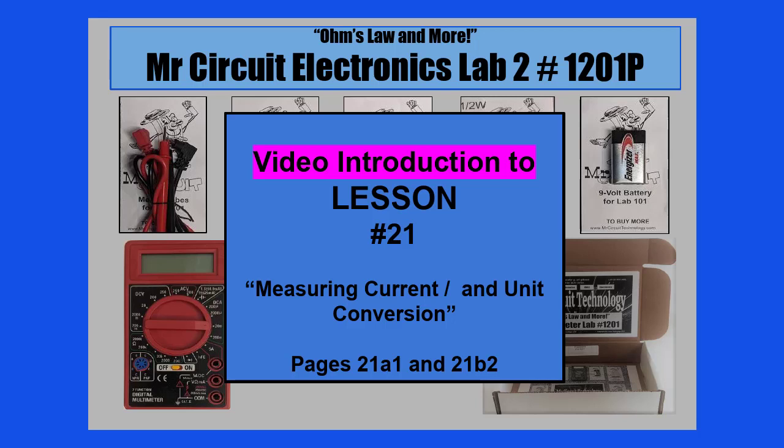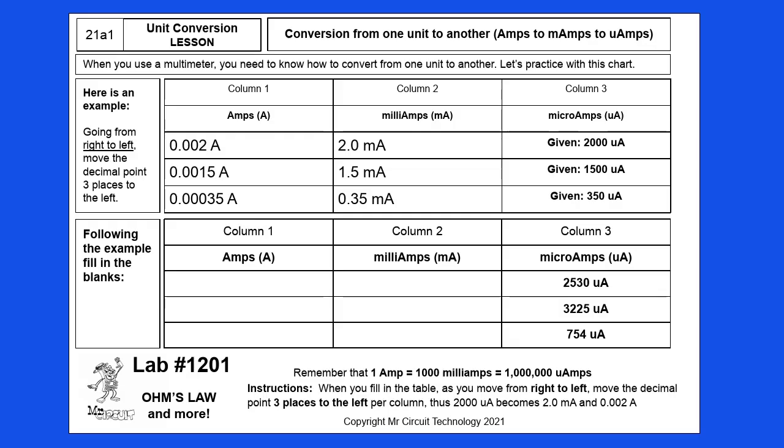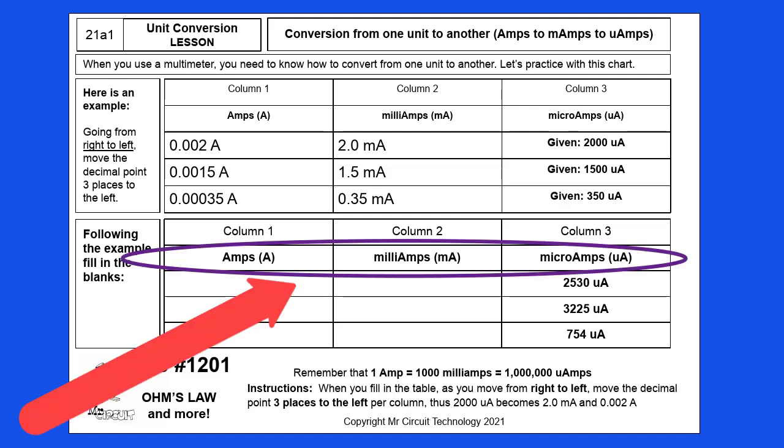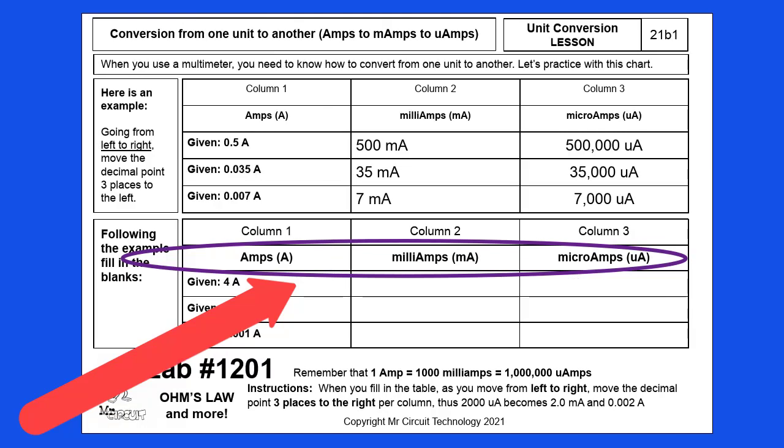This is the video introduction to Lesson 21, How to Measure Current with a Digital Multimeter, in the Mr. Circuit Basic Electronics Lab 2. Before I explain how to measure current, I would like to talk about unit conversion. That is, converting from amps to milliamps to microamps and vice versa. This is covered in this Lesson 21 on pages 21A1 and 21B1 in your lab manual.